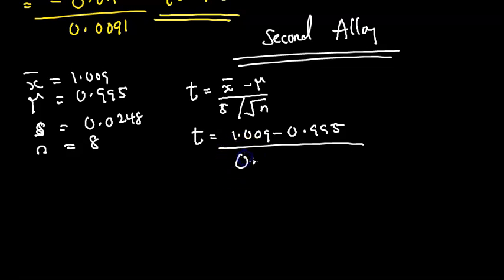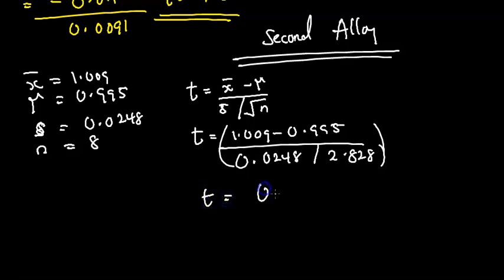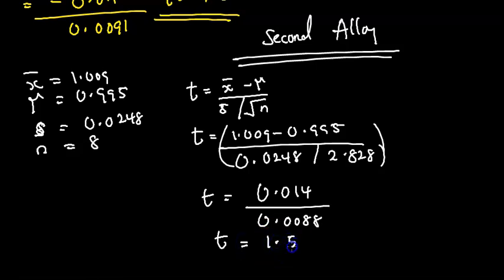Therefore, we're going to have 0.0248 divided by 2.828. If you subtract the numerator, you're simply going to be left with 0.014. What about the denominator? If you divide the denominator, you're going to be left with 0.0088. At this point, your t value is simply going to be 1.59.